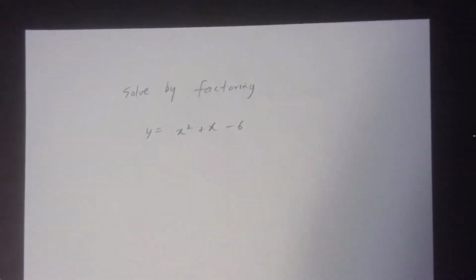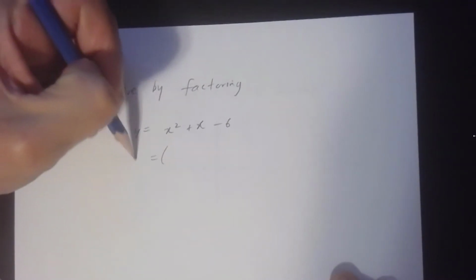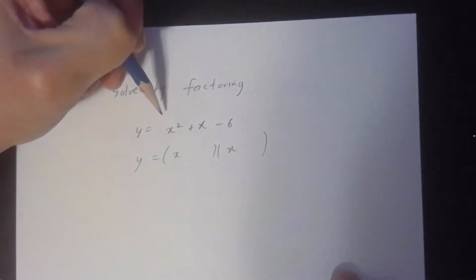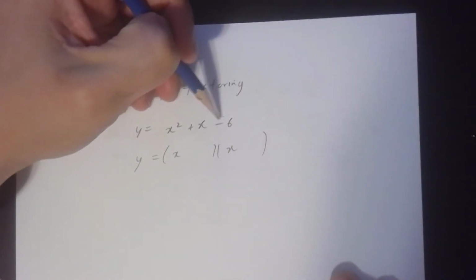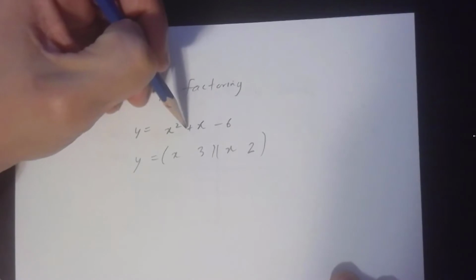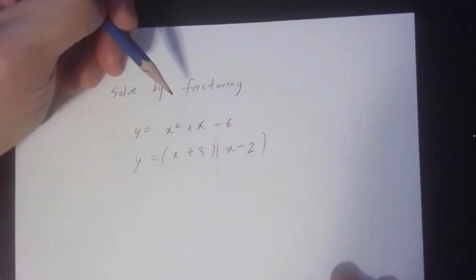Let's solve this quadratic by factoring. This is called trinomial factoring. x times x is x squared. What times what is negative 6? We're going to try 3 and 2. This number is negative, so we choose positive 3 and negative 2.